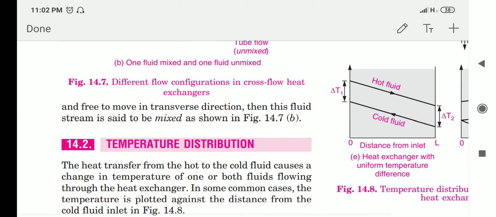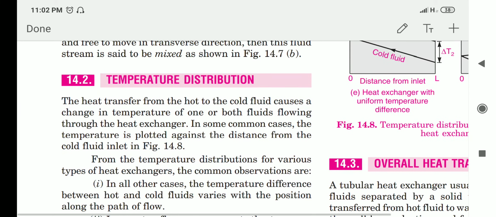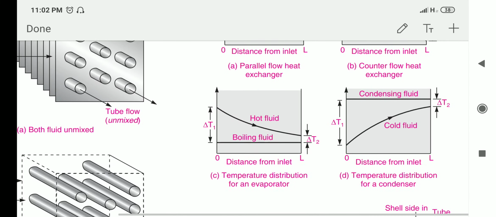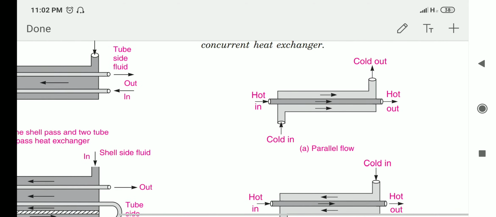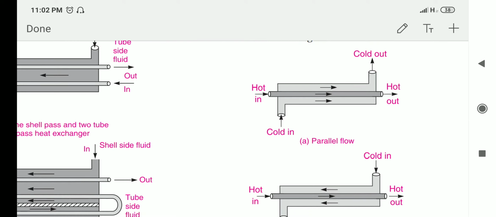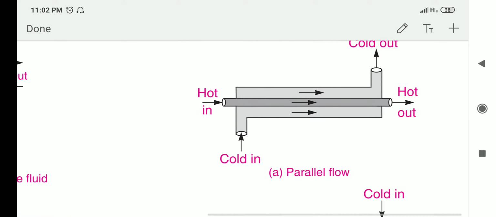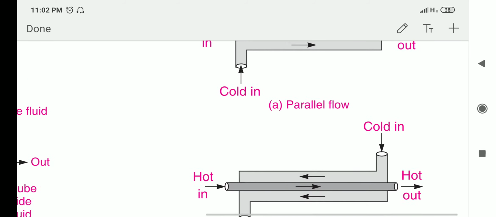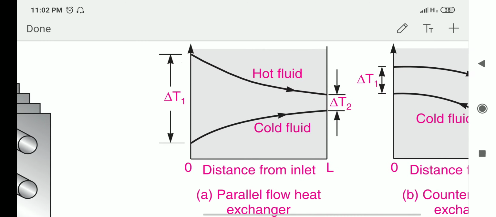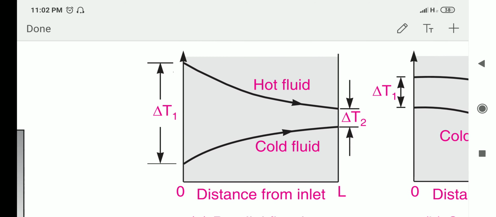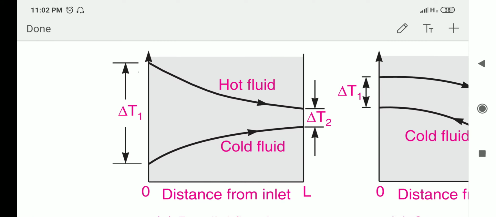Now let us see the temperature distribution for each case. For parallel flow arrangement, please see the figure. For the parallel flow heat exchanger, we know that the hot fluid enters at a higher temperature and goes out at a lower temperature. Cold fluid always comes at a lower temperature and goes out as a hot fluid. So the temperature distribution will be like this. It is very simple to understand.